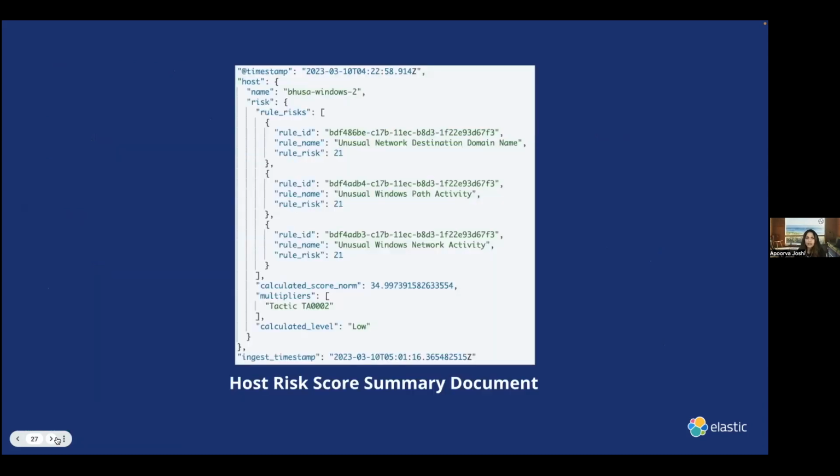And this is a sample document produced by the host risk score transform. So as you can see, it has a risk score for each host. It has a calculated level, using the ingest pipeline, and it also has some metadata about why we flagged this particular host as low risk. And this was all done using a transform. So you can imagine that you can write pretty sophisticated logic in a transform.